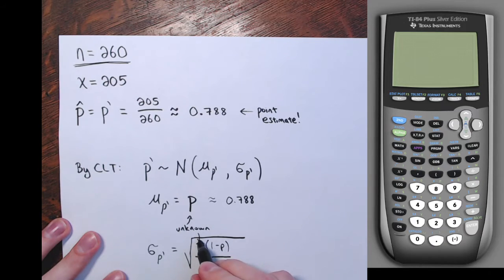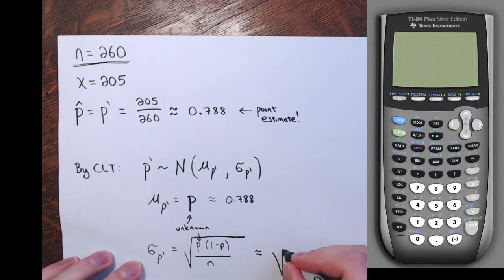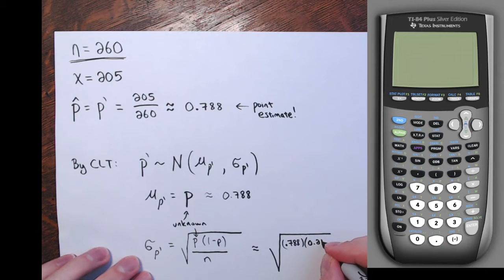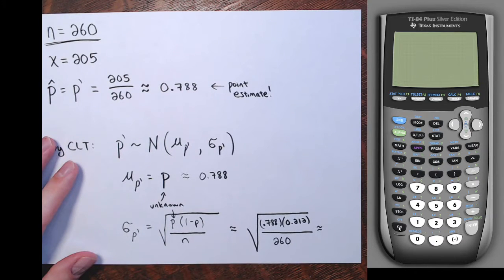We're going to be guessing p, creating a confidence interval around p. So again, we use our point estimate. Approximating this with the square root of p prime, 0.788, times 1 minus 0.788, which is 0.212, and then divided by the sample size, 260, the sample size for all the samples in this distribution. Again, this is another value that's being asked for, so I round this to three decimal places as well.